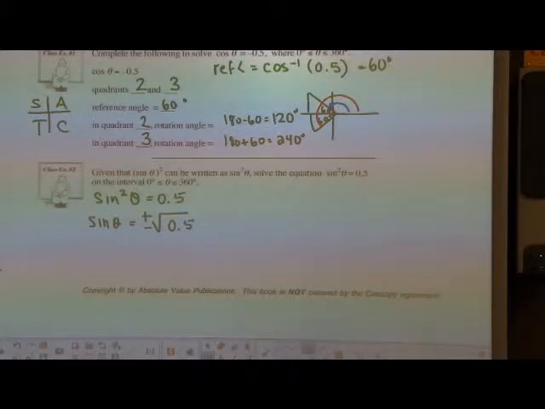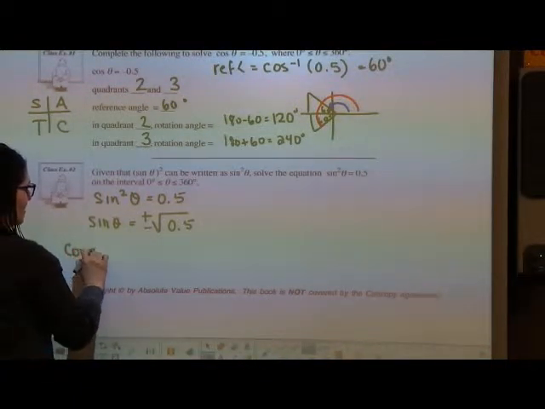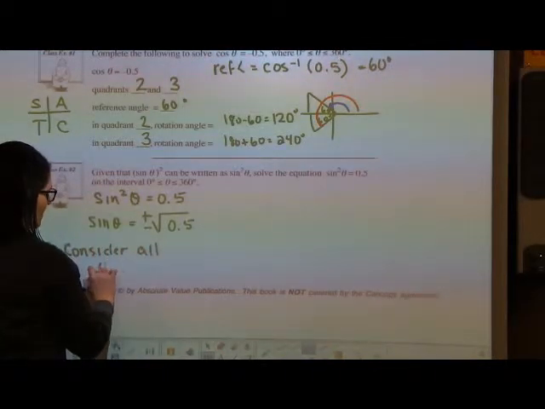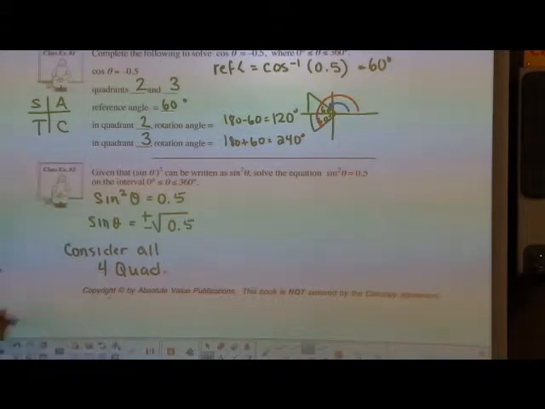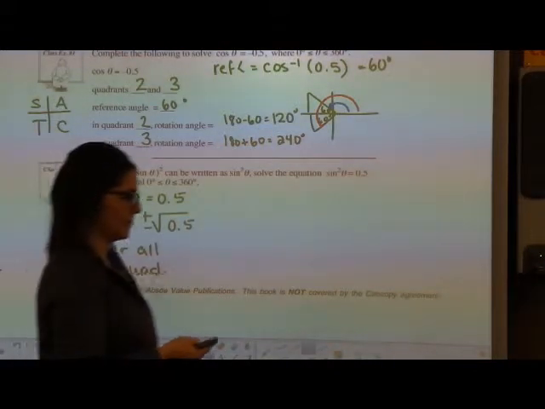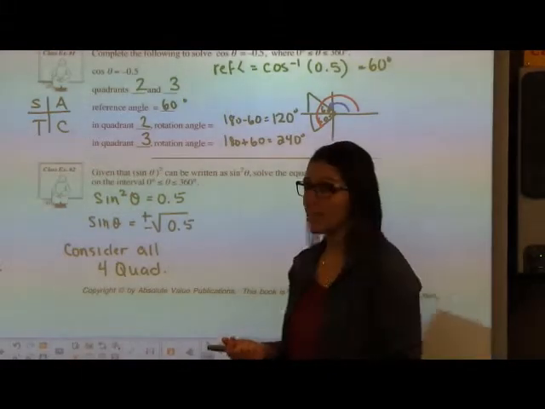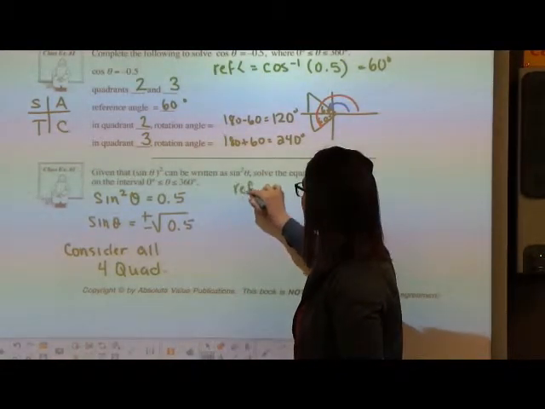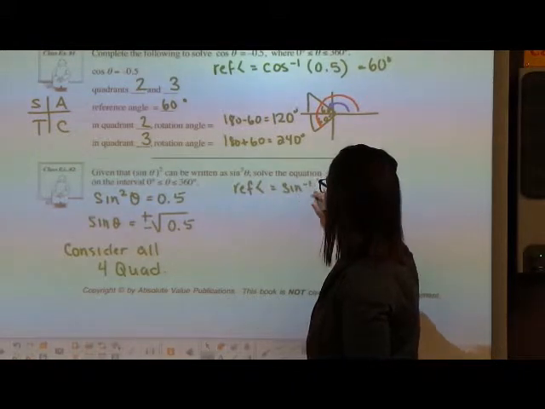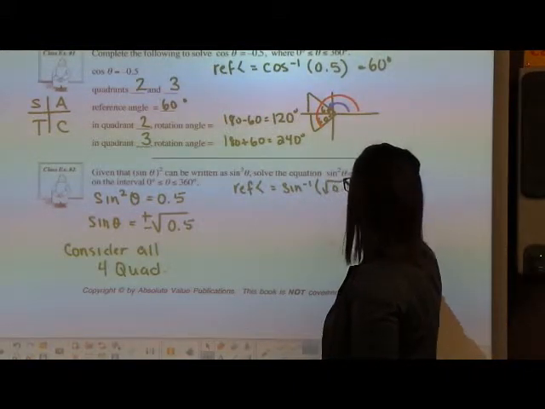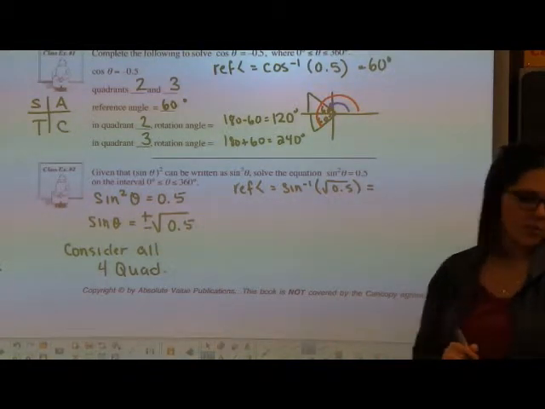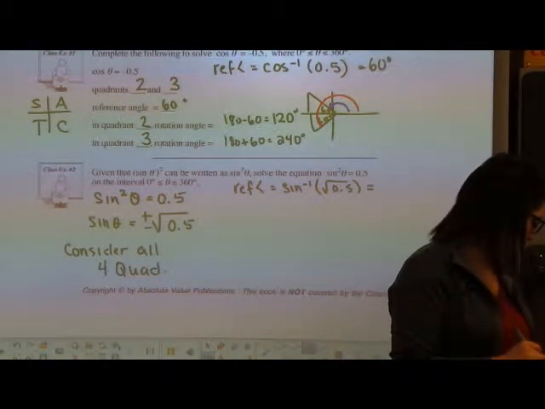So in which quadrants is sine positive or negative? In which quadrants is sine positive? 1 and 2. And in which is it negative? 3 and 4. So I have to consider all 4 quadrants, because sine could either be a positive value or a negative value. Now if I determine my reference angle, I go sine inverse the square root of 0.5, and how many degrees do I get?